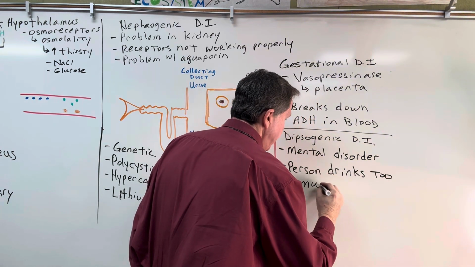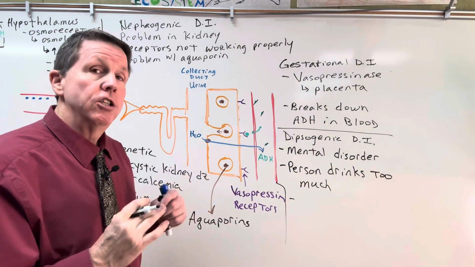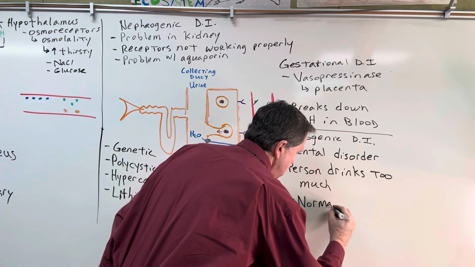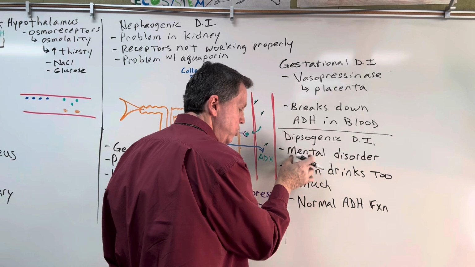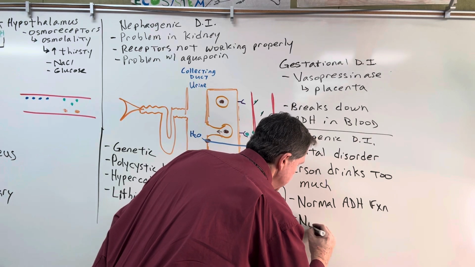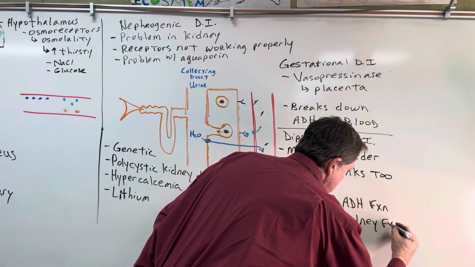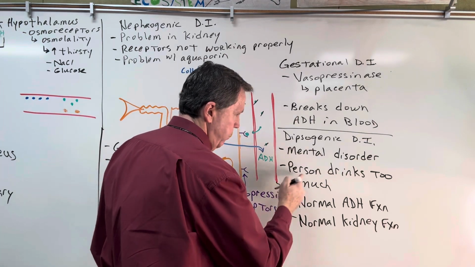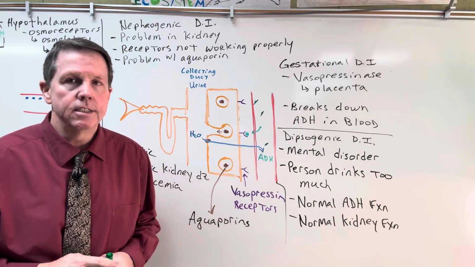So what's going to happen here is the brain's going to function normal. It will secrete ADH when it's needed, but because they're drinking so much, they don't secrete ADH. But I'm going to put normal ADH function. They're not going to be secreting it because the person's drinking so much, but that's normal. The ADH still functions normally. There's normal kidney function. But we still have the excessive urination and the excessive drinking. So like we said, in this case, the person just drinks too much. So those are the causes of diabetes insipidus.